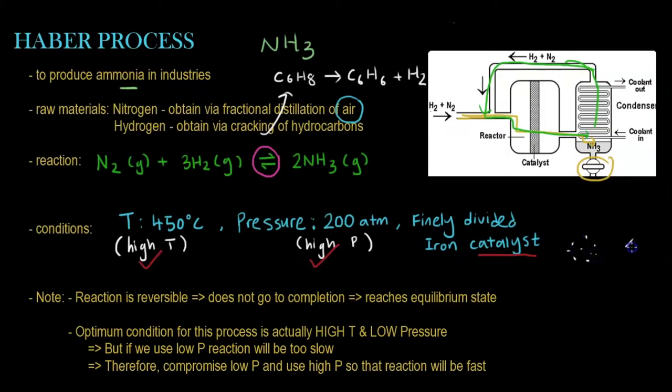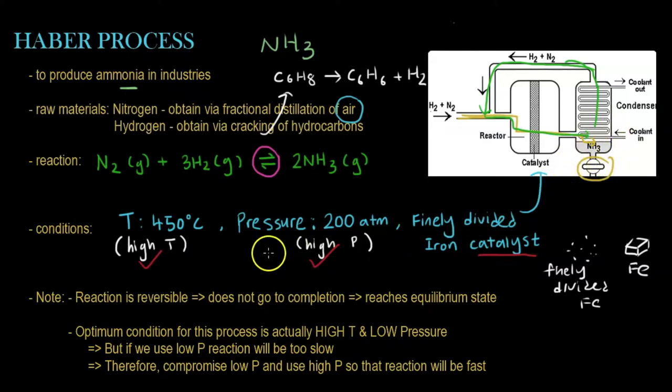Basically, it's just very, very small particles of iron. Because we know that iron is a solid, a metal. But this is finely divided, which means it's chopped up into very, very small pieces. This is the catalyst you will use here. Let me just draw it here. This is the catalyst required. It's here, this is where you pass the gases through to make them form ammonia.